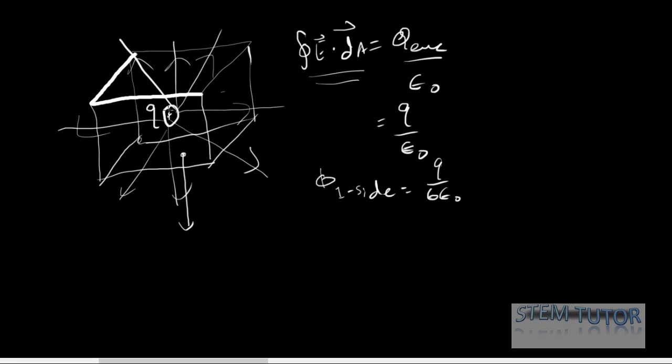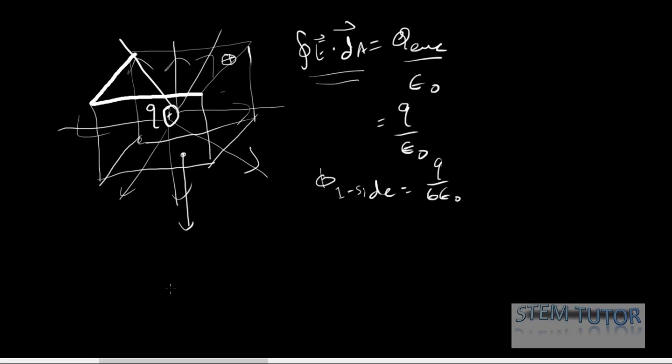But say this charge was not in the middle but somewhere in the corner but still inside. Then the flux through this cube would still be Q over epsilon naught, but the flux through one side would not be 1/6 times Q over epsilon naught, because now the charge is not right in the middle of the cube.